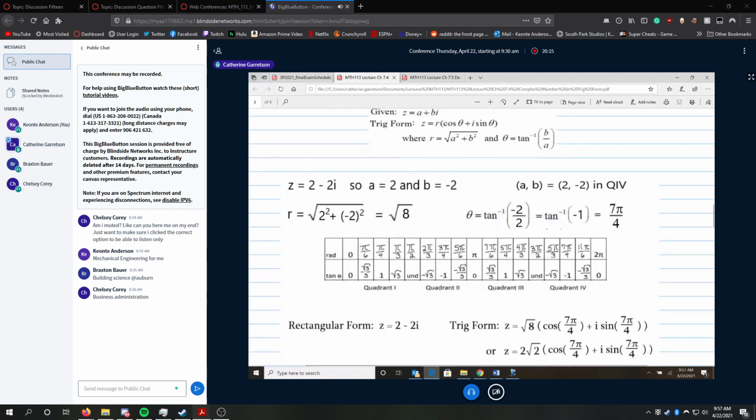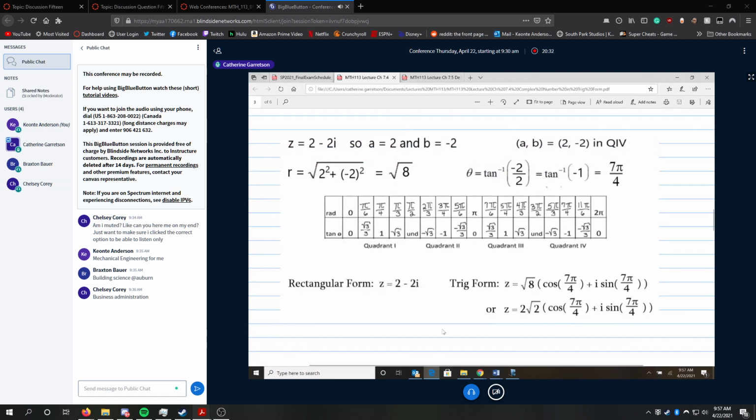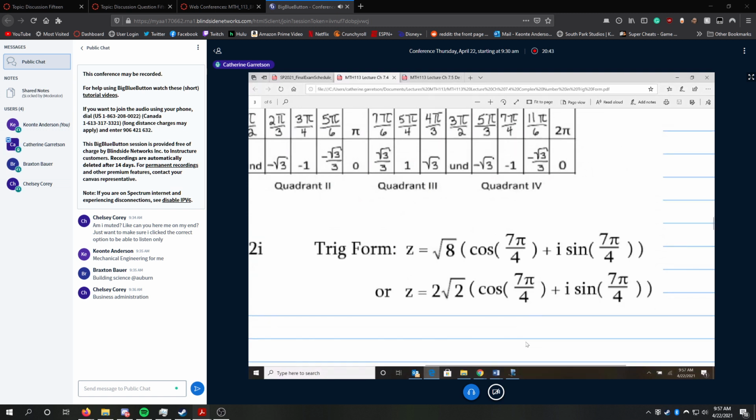And so then I just put it in the form. The form was, I put the r first, and then I say the cosine of that plus i times the sine of that. So now I have converted 2 minus 2i into trig form. Now let me tell you what the tendency is. The tendency, because we're so used to evaluating the cosine at that and the sine at that, is to simplify this. But guess what happens if I simplify that?